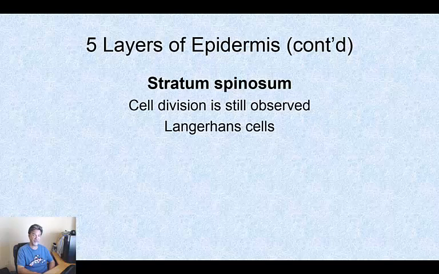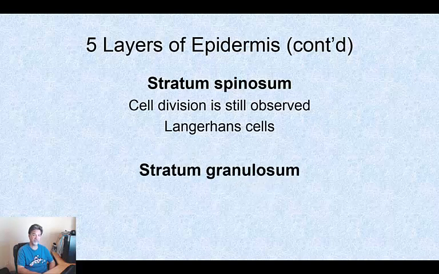So in the spinosum, the claim to fame here is cell division still occurring, mitosis is still occurring, and we see the introduction of Langerhans cells. What the heck are these things? These Langerhans cells are also known as dendritic cells, and they form an important component in your immune response. So if you damage your skin, these cells are going to be significant in getting an immune response generated to deal with the invading bacteria or viruses.